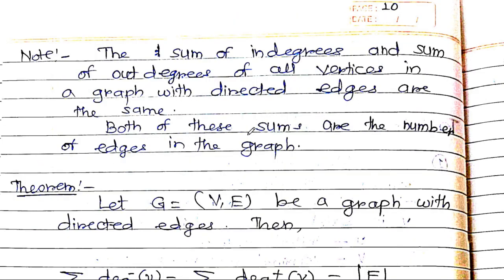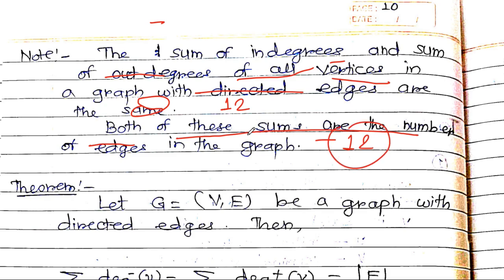Okay, so the same thing has been described here. The sum of in degrees and the sum of out degrees for all vertices in a graph with directed edges is the same. So in our case it was 12. Both of these sums are the number of edges in the graph. So in our graph there were 12 edges. So this proves this formula.